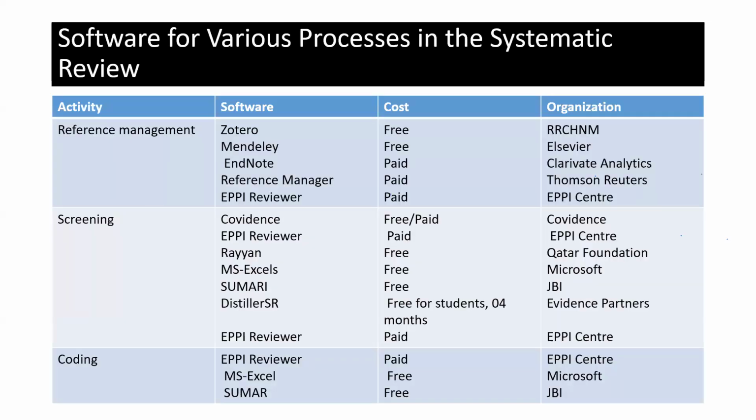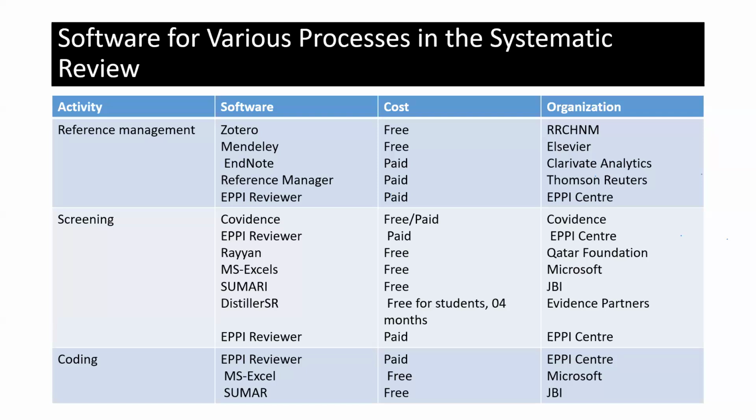So what are the software for various processes in a systematic review? When you manage the references from the literature, I would say the most freely used by the students and the researchers are Zotero and Mendeley. Because they're free. If you have a Gmail account, you can have Mendeley downloaded on your desktop and you can enjoy. You can also have the Zotero, it's free.